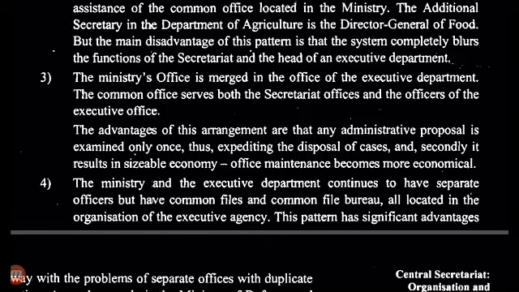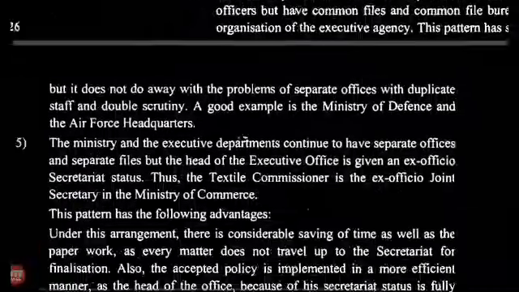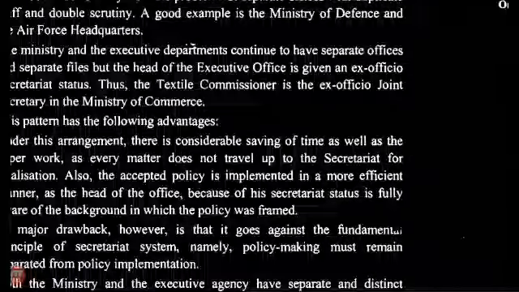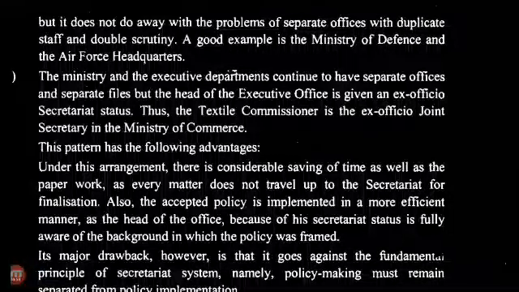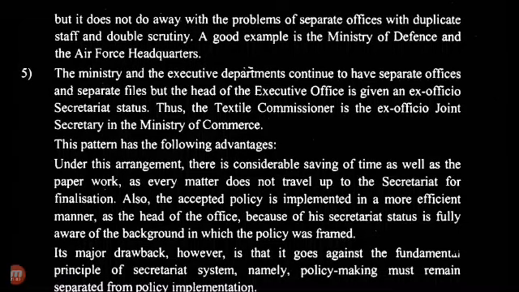Fourth, the Ministry and the Executive Department continue to have separate officers but have common files and common file bureau, all located in the organization of the executive agency. This pattern has significant advantages, but it does not do away with the problems of separate offices with duplicate staffs and double scrutiny. A good example is the Ministry of Defense and the Air Force headquarters.